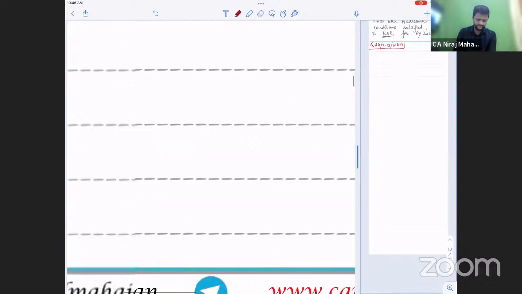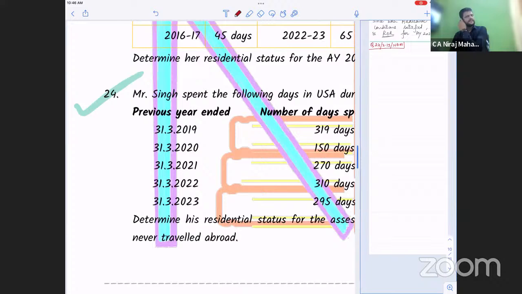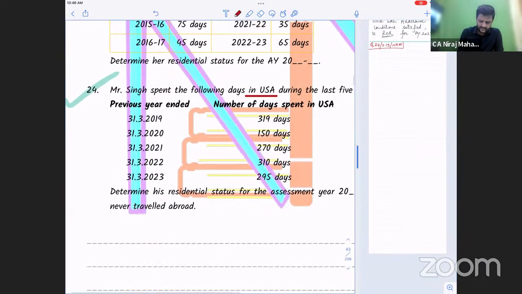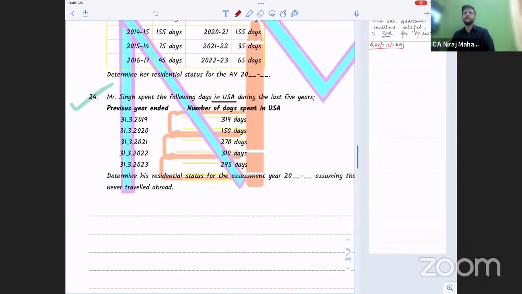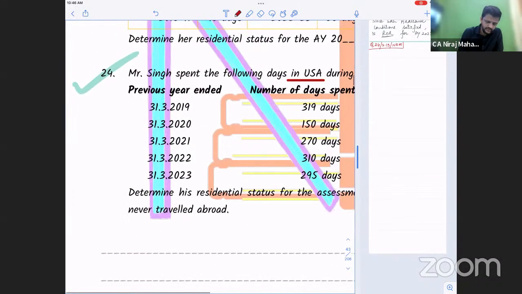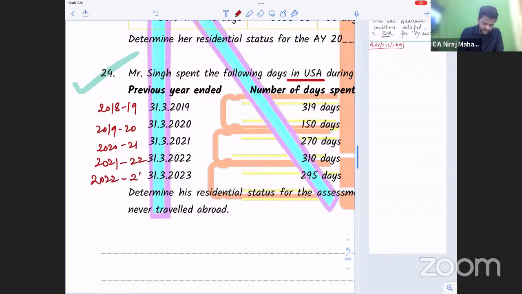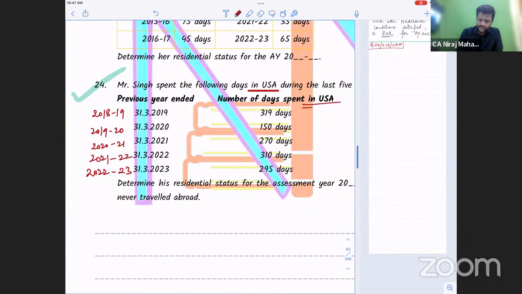Pay attention. 24. Mr. Singh spent the following days in USA during the last 5 years. Is it given in India? No, USA. Previous year ended 31st March 18, that means which year? 1718. Previous year ended 31st March 19, that means 1819. This is 1920. This is 2021. This is 21-22. And this is our current year, 22-23. Understood? Okay. Number of days he spent in USA.